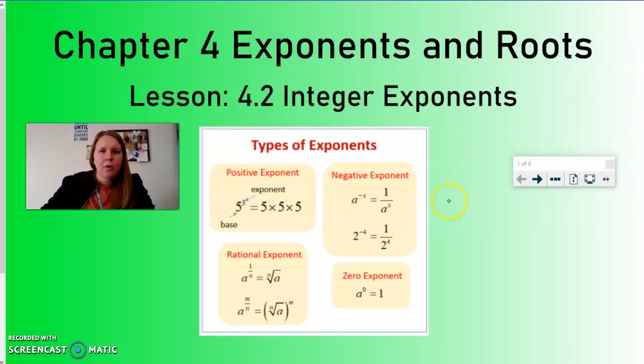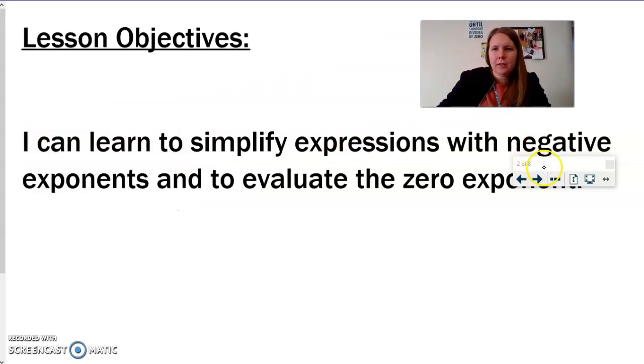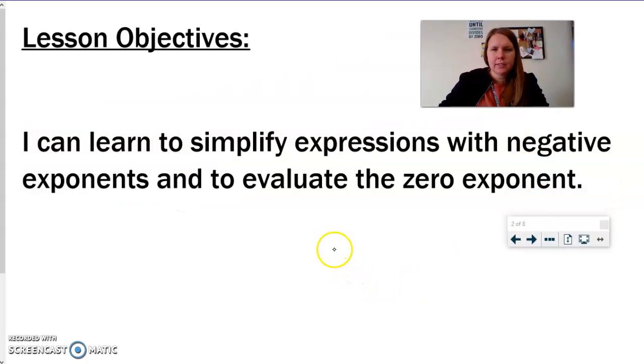Today we're going to be talking about what happens if we have things like negative exponents, as well as what happens when we have 0 as an exponent. We're not necessarily going to worry about this rational exponent, but as you can see, these are the two that we're going to be talking about here today. So first off, our objective for the lesson today is I can learn to simplify expressions with negative exponents and to evaluate the 0 exponent.